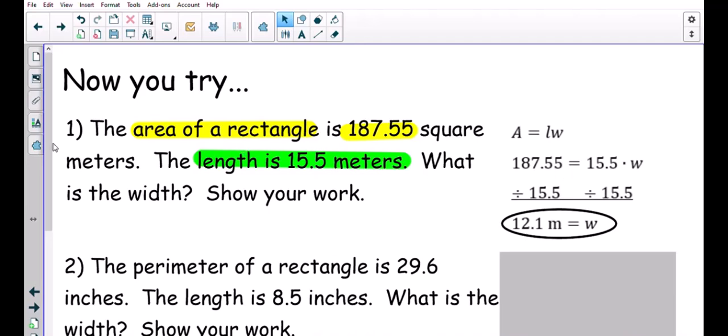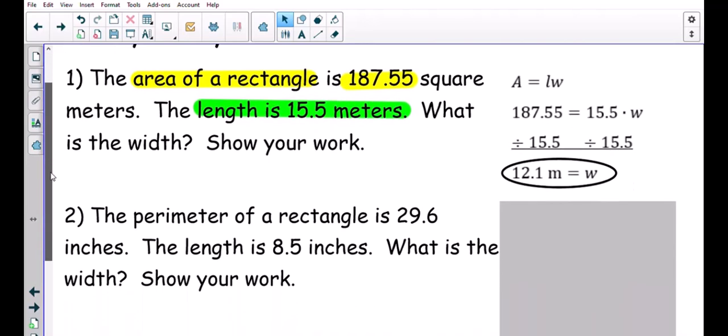You do get a decimal here. That's going to happen sometimes. We get a width of 12.1 meters. Question number 2, we're talking about the perimeter of a rectangle. So we're going to use P equals 2L plus 2W as our formula.